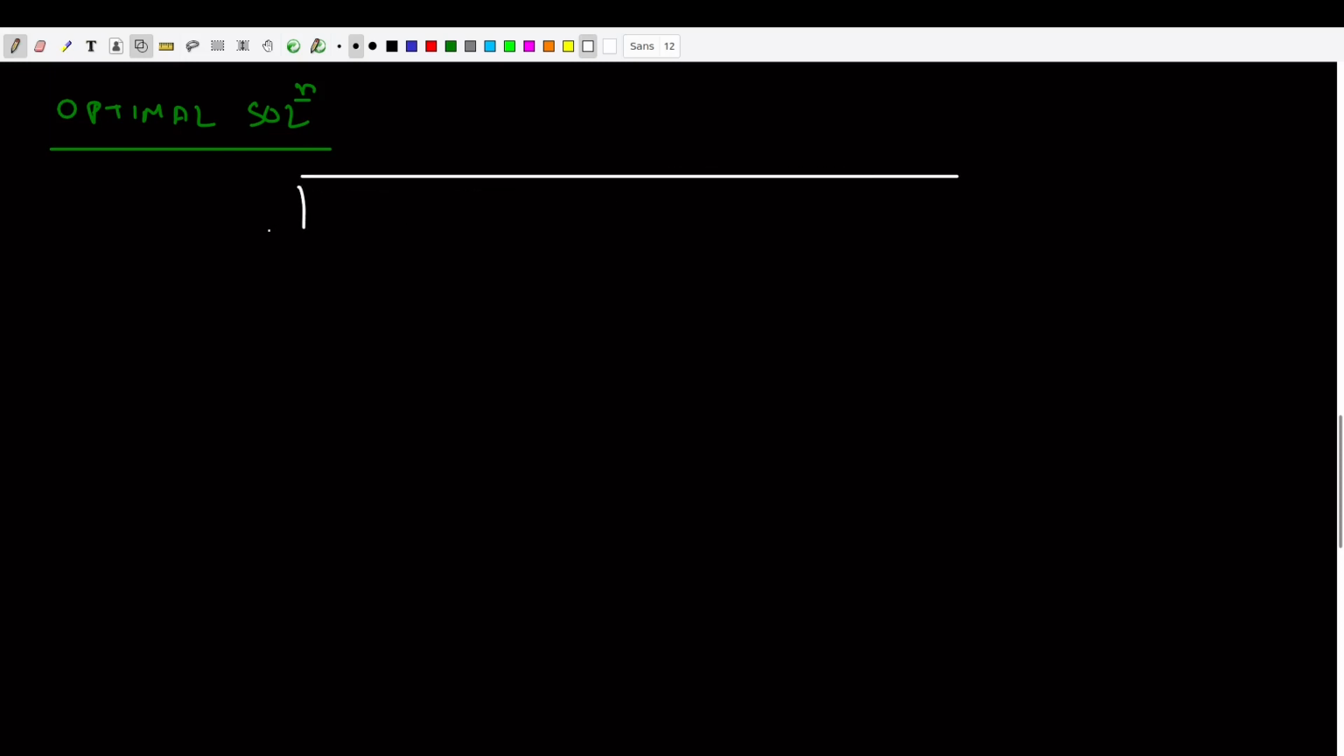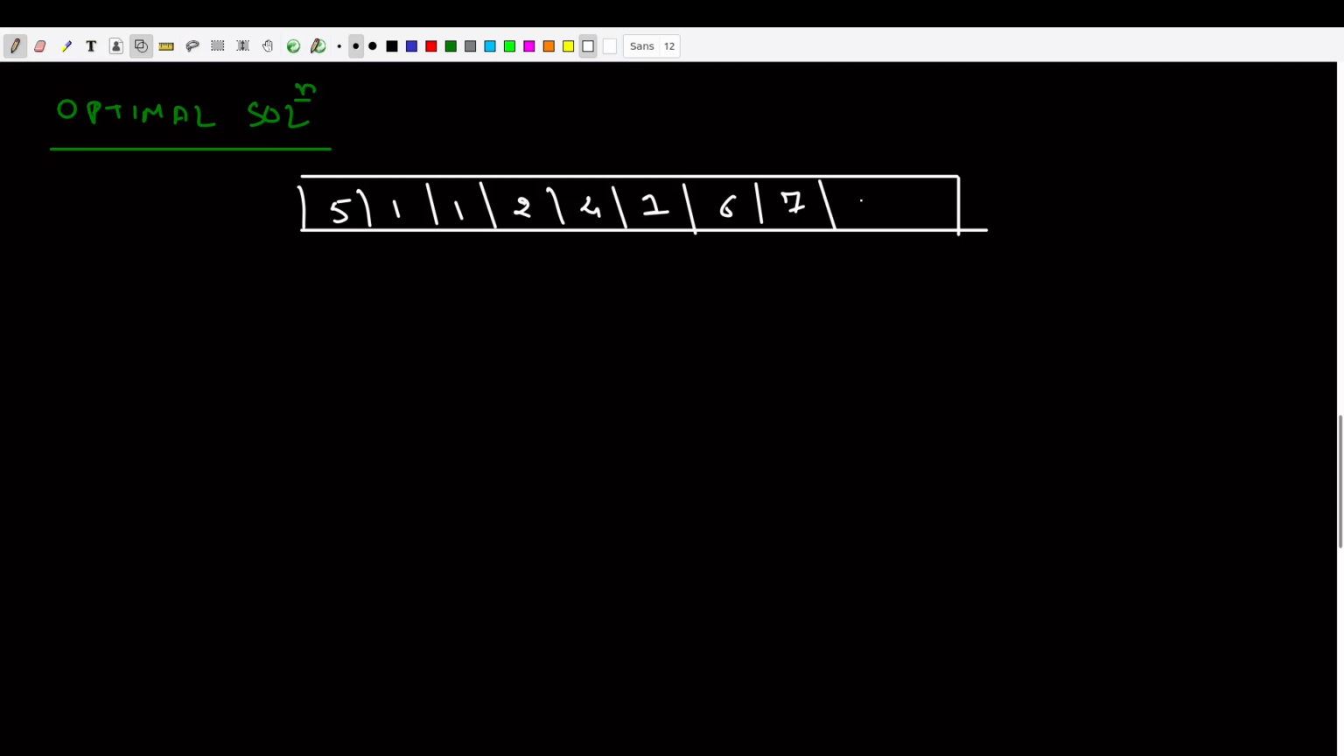Okay, so for that let us construct our array one more time. So our array consists of elements 5, 1, 1, 2, 4, 1, 2, 4, 1, 6, 7, double 2. Okay, double 2. And let me use the indexes also. 0, 1, 2, 3, 4, 5, 6, 7, 8, 9.